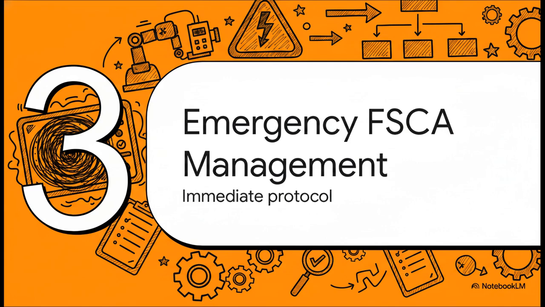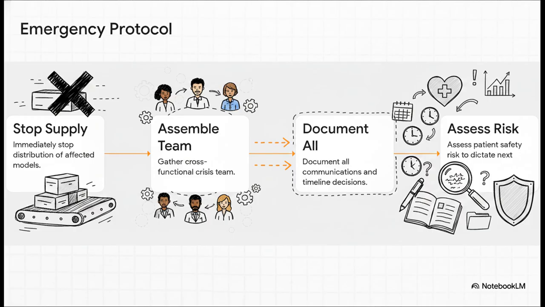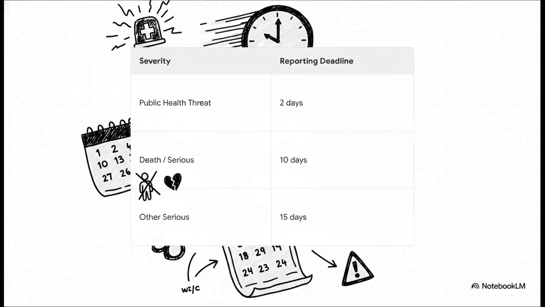Which brings us to Section 3, Emergency FSCA Management. If an emergency hits, the step-by-step guidance from the sources is incredibly rigid. Step 1. Immediately stop the distribution of all affected models. Seriously, do not let the problem spread any further into the market. Step 2. Assemble your cross-functional crisis team right away. Step 3. Document absolutely everything. Every single communication and decision timeline needs a paper trail. And Step 4. Deeply assess the patient safety risk, because that assessment is going to dictate every subsequent regulatory move you make. Now here is the really crucial point. The timelines under the EU medical device regulation are completely unforgiving.